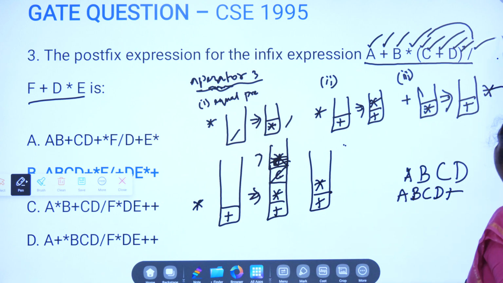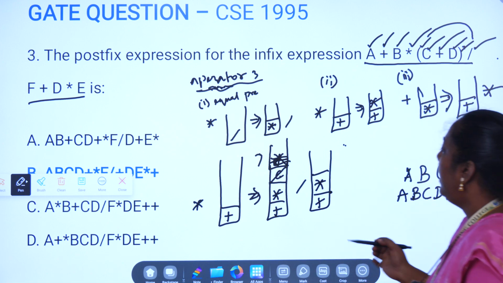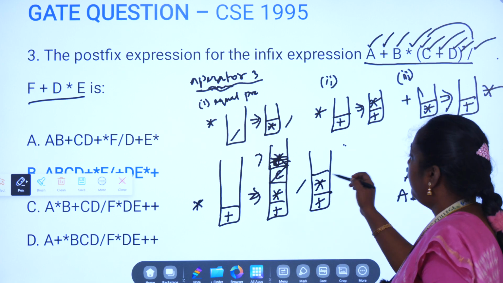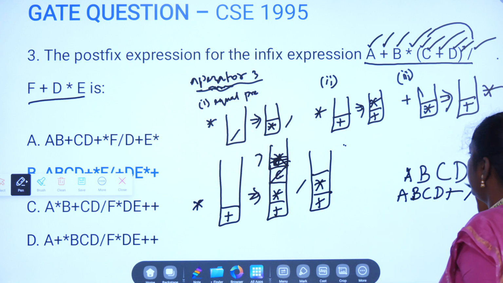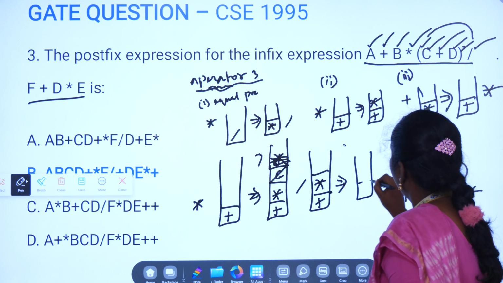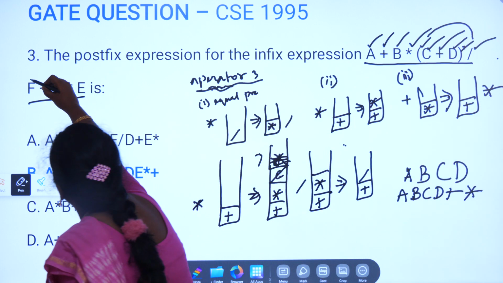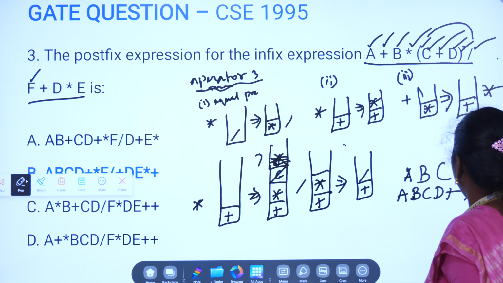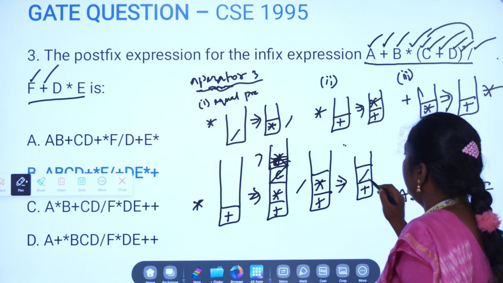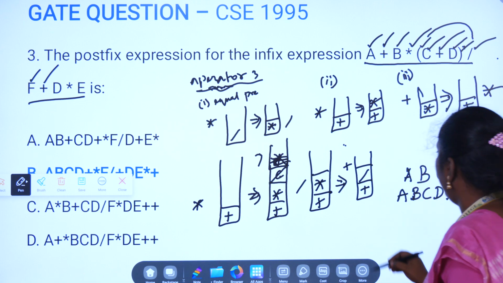Now what is the next symbol? Divide symbol. When the divide symbol comes, divide and multiplication are equal priority. When an equal priority scenario arises, you need to pop the element which is inside the stack and put it in the output. So the answer will be like this, plus, and the new operator you need to put. Then the next input is F. You need to write it here. What is the next symbol? Plus. Since the operator already inside your stack has a high priority, you need to take the slash outside.